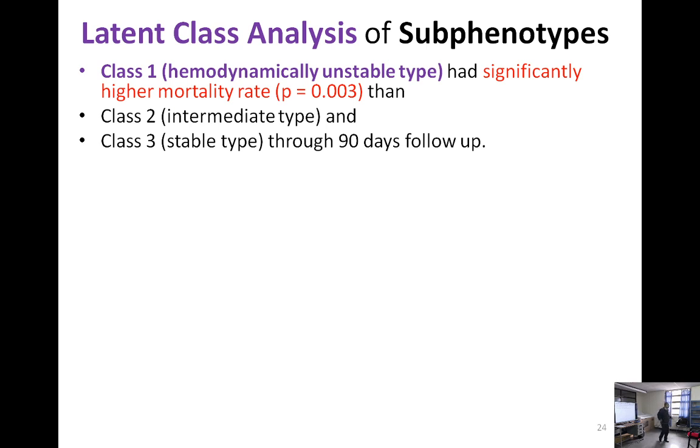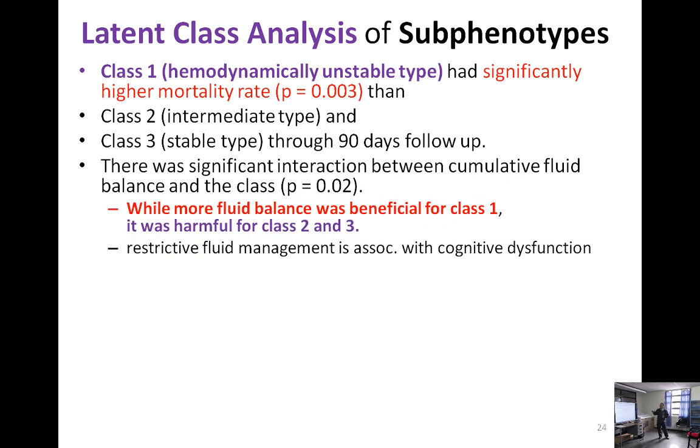So both things together, as I have said, 2 plus 2 in medicine is either 5, 6, 7, 8, 9, but never 4. 2 plus 2 is never 4. Okay? Then class 2 is the intermediate type and class 3 is the stable type. And there is a significant interaction between cumulative fluid balance and which class the patient will go to. So we keep our patients as dry as possible.